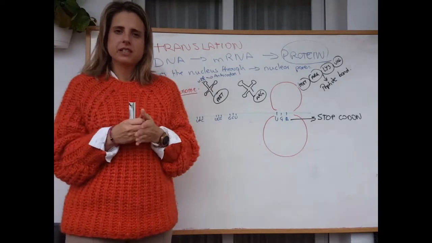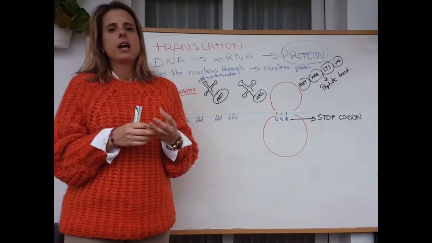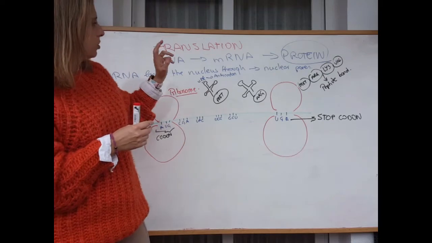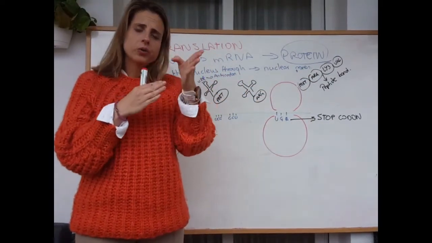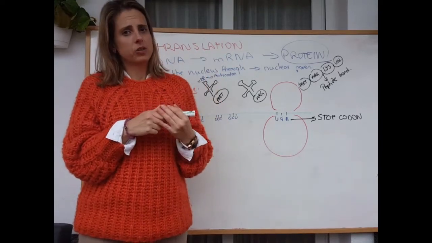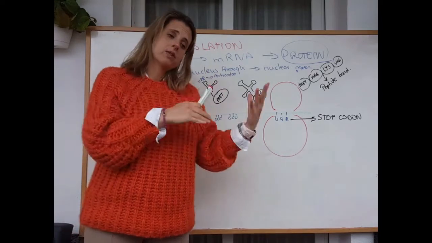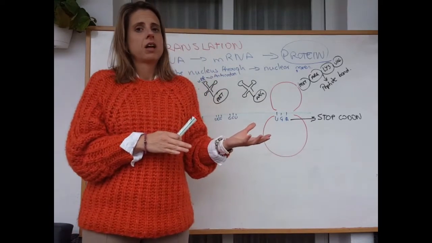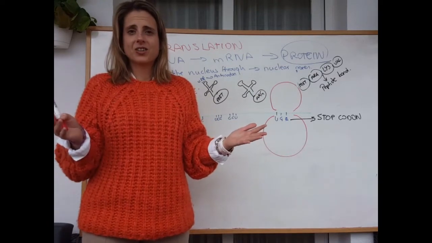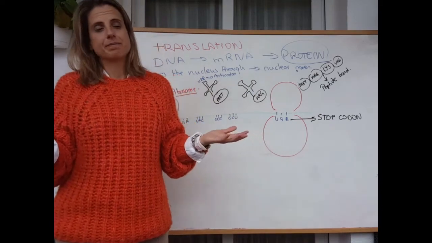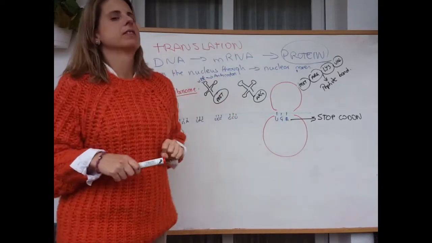So this messenger RNA is going to leave the nucleus, go through the nuclear pores, and exit the nucleus. And then we are in the cytoplasm. Of course, if we are talking about prokaryotic cells, we don't have this problem, right? Because all these processes are made in the cytoplasm. Okay, so first, messenger RNA is going to leave the nucleus.